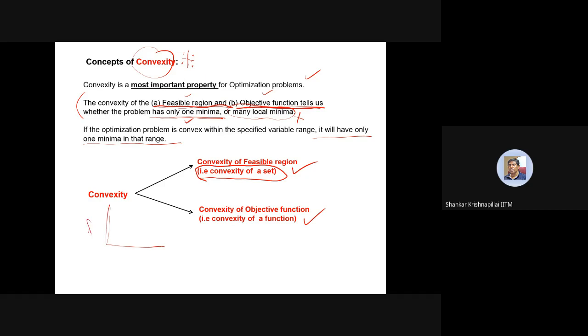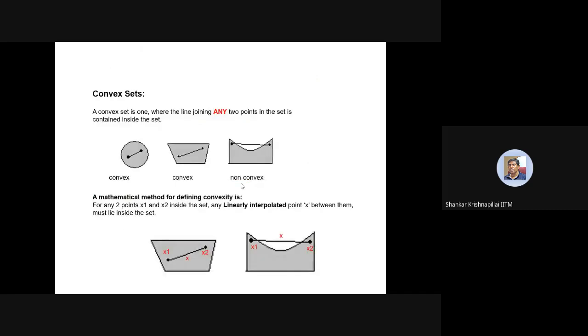Suppose this is the feasible region. y and x are the two variables. This is the feasible region. This is a set of feasible points. That is why it's called convexity of a set. So this is the feasible region, and it is a set of feasible points, so it falls in the definition of a set. So we look at convexity of the feasible region, that is, convex sets or convex feasible regions.